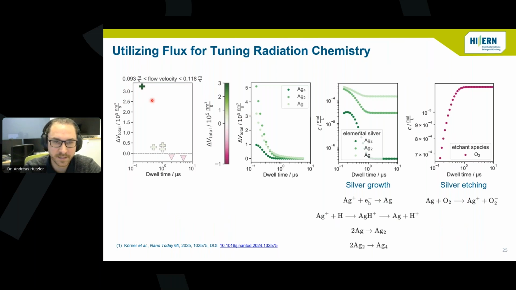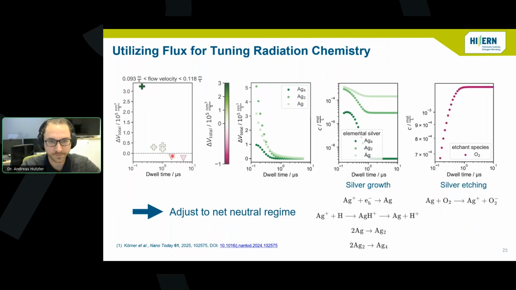One more thing to mention here is if we have the control over our beam parameters and also flow parameters, we can even tune the growth and dissolution to what we call a net neutral regime. To a state where we don't have any growth or dissolution induced by electron irradiation. And this would be an interesting point to do electrochemical experiments, because there we don't expect any interference, at least not in terms of growth and etching of the electron beam.